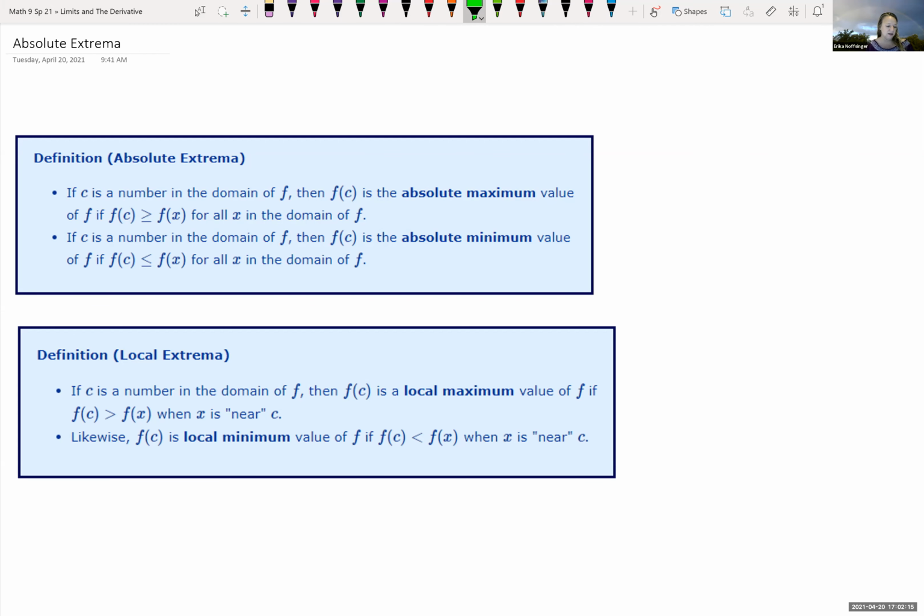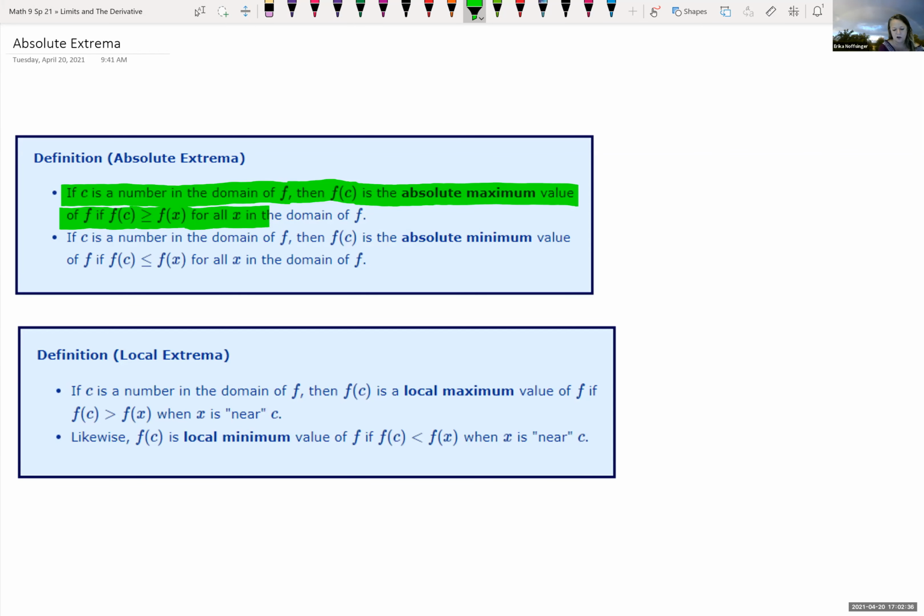The definition says if c is a number in the domain of f, then we say f of c is an absolute maximum value of f if we plug c in wherever we see an x in our function, and f of c is bigger than or equal to f of x for all x in the domain of f. So it's basically the largest y value that we have on the whole domain.